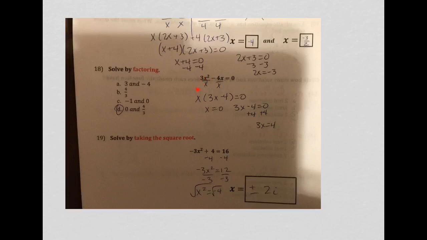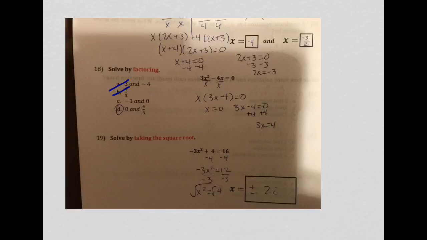18, I look for a GCF first, always. I have one, it's x. That leaves me nothing to factor. So I take x equal to 0 and my other piece equal to 0. So 0 is an answer, which means I can eliminate a and b. And then once I get this piece, then I know my answer is D.